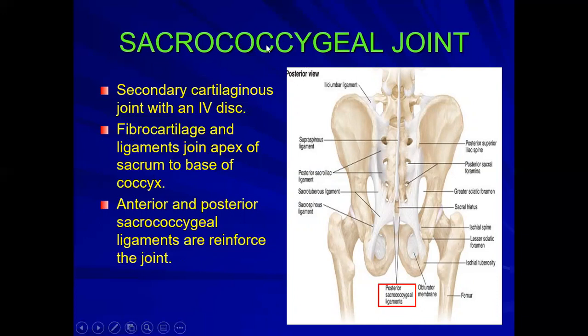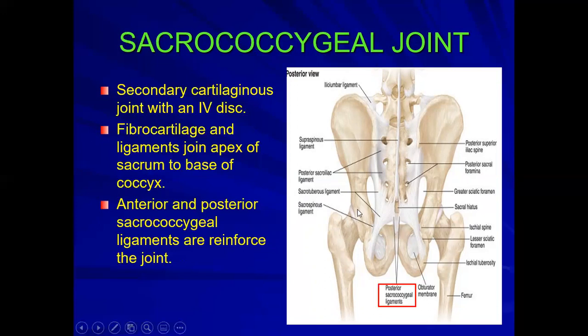This is the joint between the sacrum and the coccyx. So I correct back my statement just now. Now we're going to discuss the sacrococcygeal joint. The sacrococcygeal joint is a joint between the sacrum and the coccyx. So we have the sacrum here, and then we have the coccyx here.